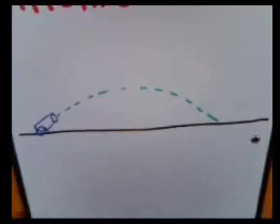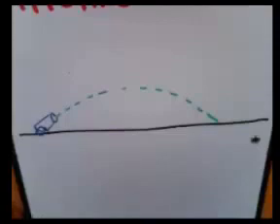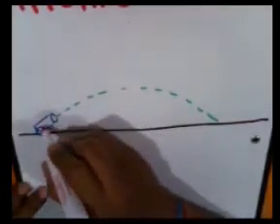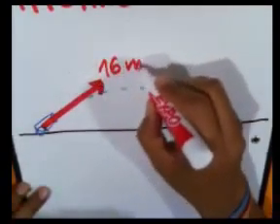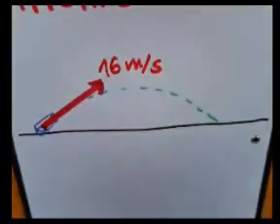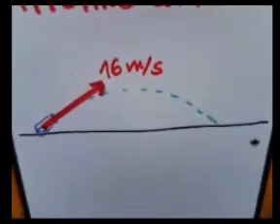Now, at the beginning of this section about vectors, I told you that one of the variables that we manipulated when we were working with that simulation was the initial velocity. Okay, so the initial velocity can be represented with a vector because velocity is a vector. So if you fire this object with a velocity of 16 meters per second, you can represent that with an arrow. This arrow represents 16 meters per second.